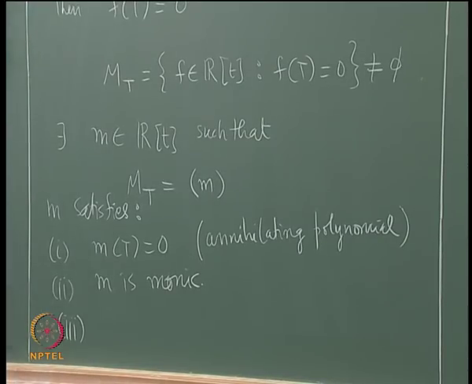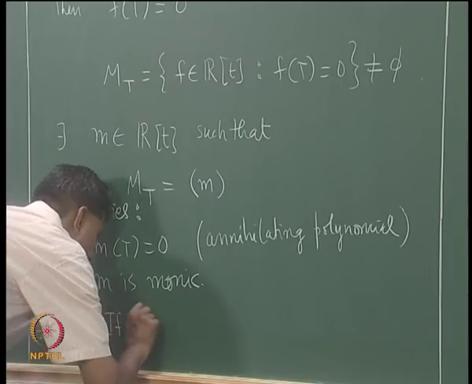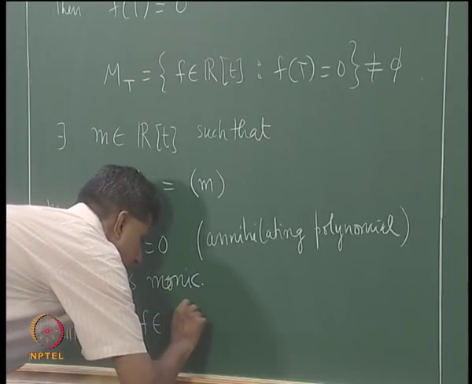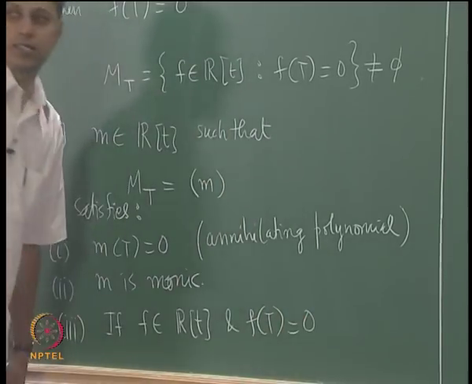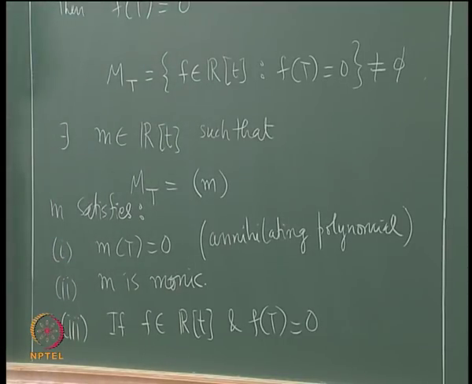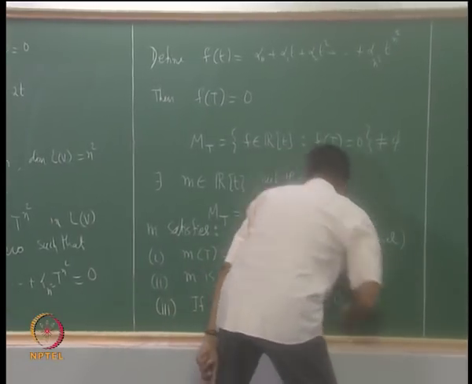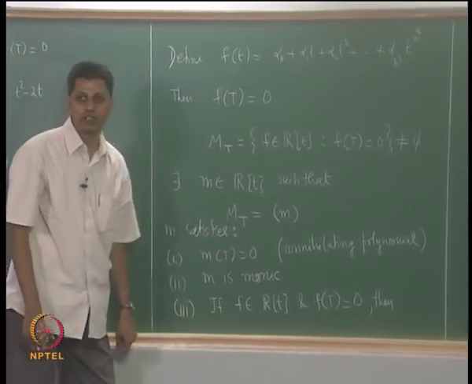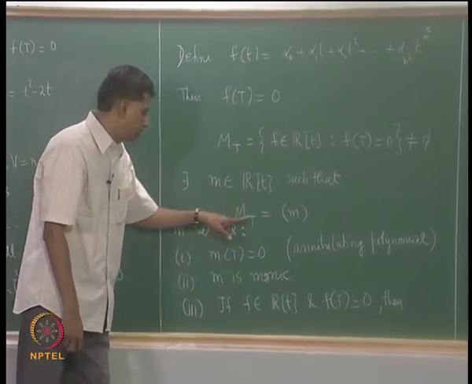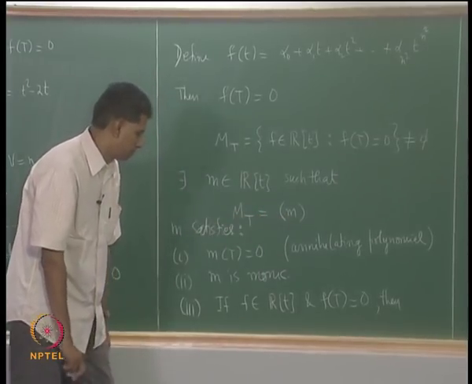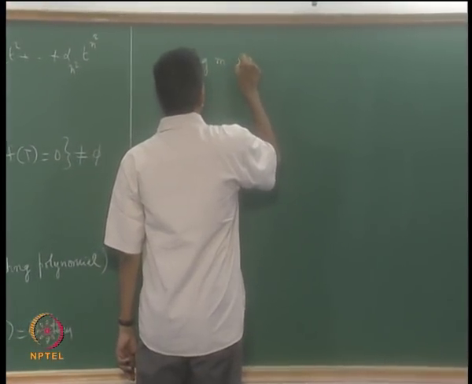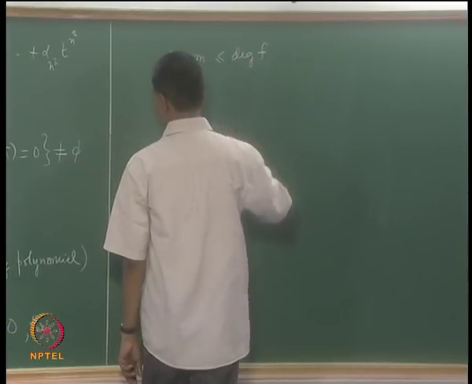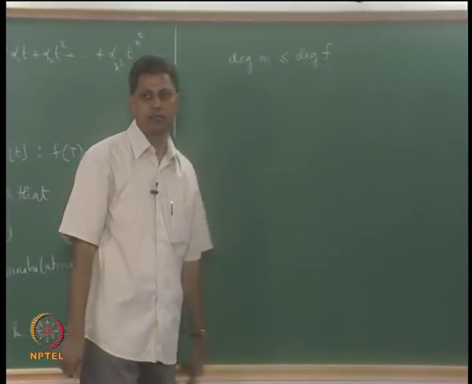Minimal in what sense? Minimal in the sense of degree. If f belongs to R[t] and f of T equals the 0 operator, then, so I told you that the annihilating ideal is generated by little m, which means anything in it is a multiple of this little m. So I have this condition, degree of m is less than or equal to degree of f. I must have this condition satisfied by m.